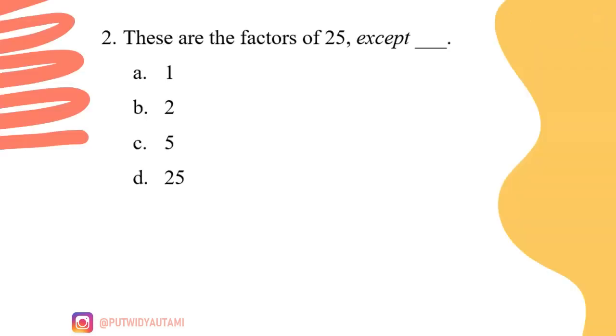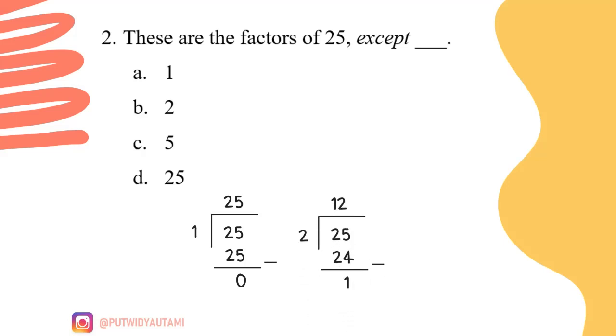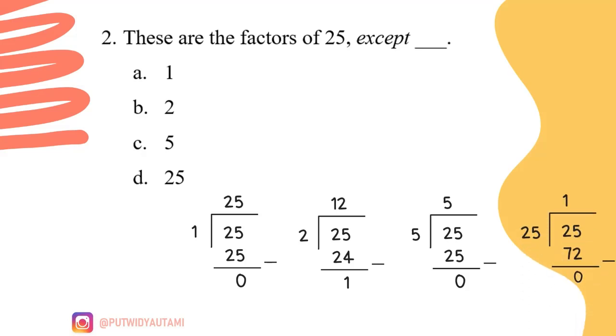Number 2. These are the factors of 25, except... We can check using division just like before. 25 divided by 1, we get 25 and has no remainder. Then 25 divided by 2, we get 12 and we have 1 remainder. Next, 25 divided by 5, we get 5 and has no remainder. And the last one, 25 divided by 25, we get 1 and has no remainder.